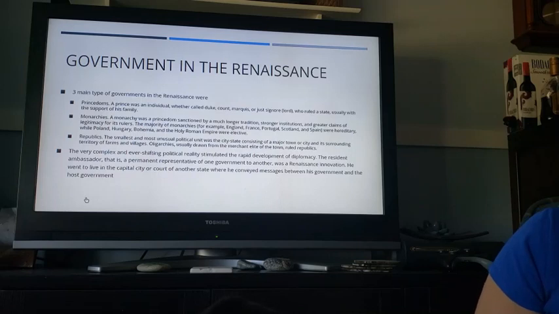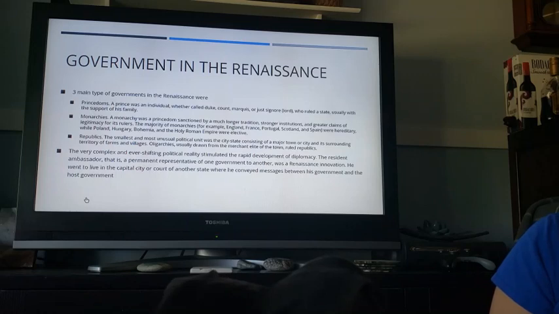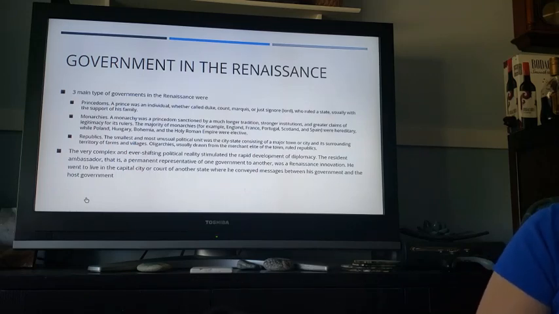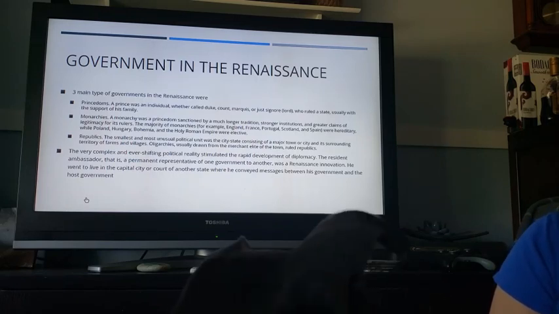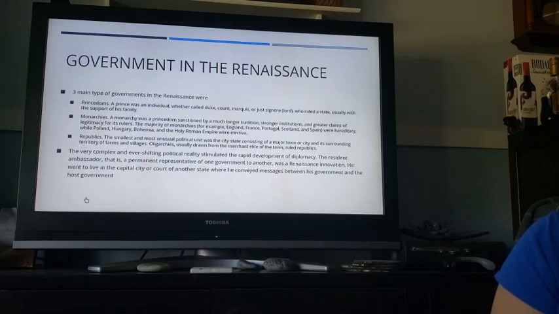An oligarchy, just in case you don't know, is a small group of nobility, wealthy, connected people who have a great deal of influence over society. This is pretty close to what the United States is run like now. However, all of this was very complex, and it shifted rapidly because there was a development of diplomacy.